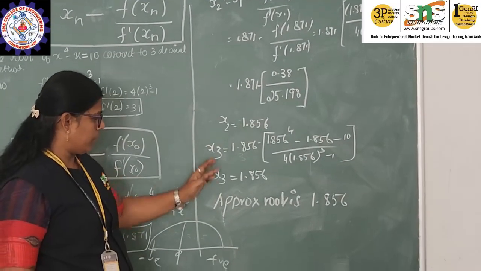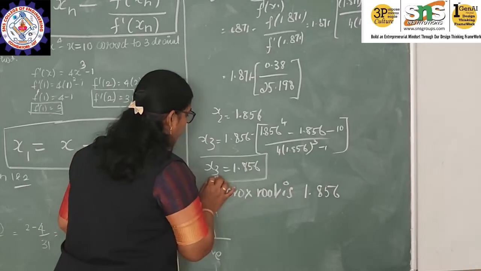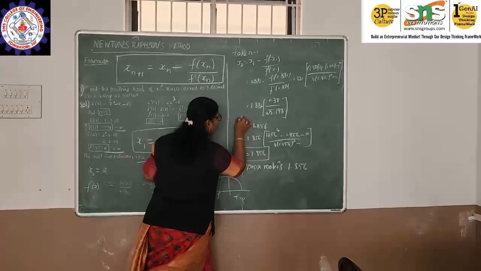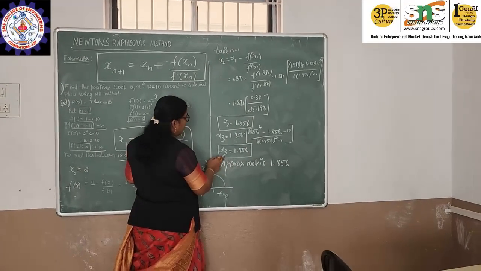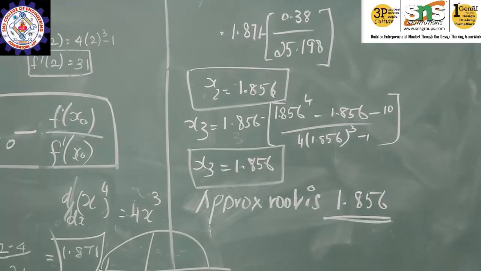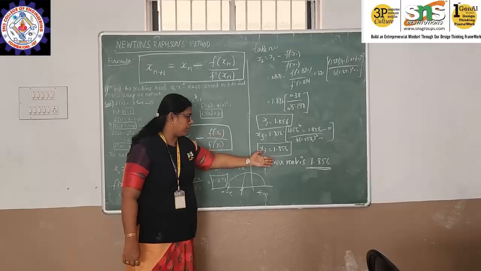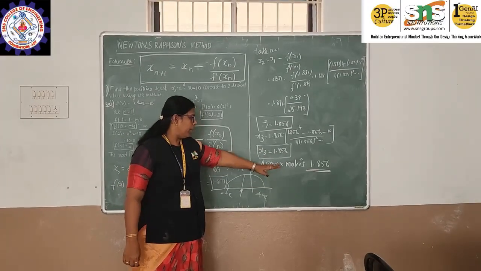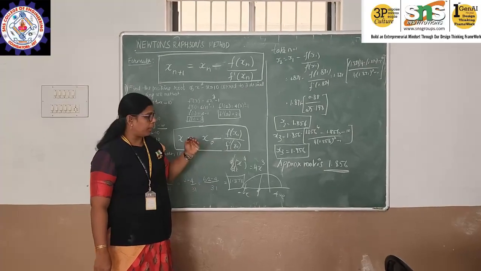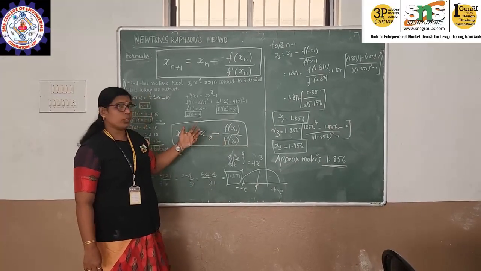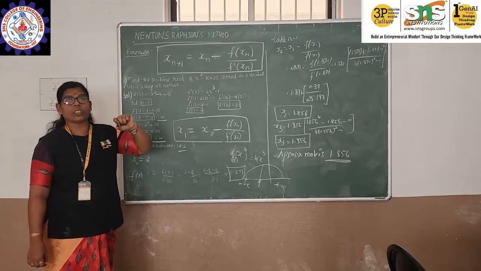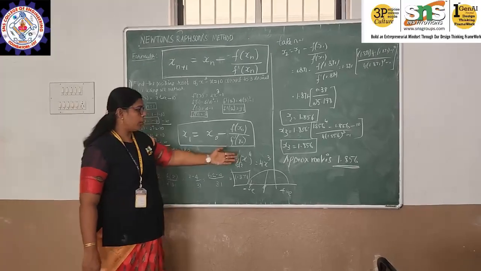Okay, and then continue the same procedure to find x3. Substituting the values in the formula, x3 equal to 1.856. The x2 value and the x3 value are repeated, so the approximate value is 1.856. Next, to find x4 we get the same value, 1.856. So we stop here: the approximate root is 1.856. We get the approximate positive root. Already I told you that this formula is used to find the approximate positive roots of a real valued function. Okay. Thank you.